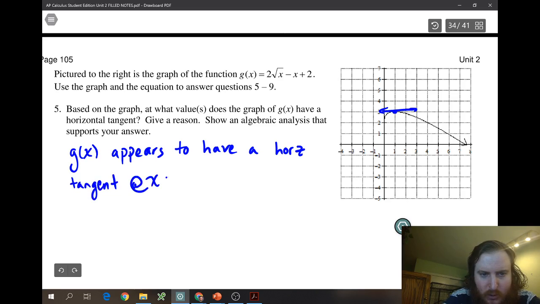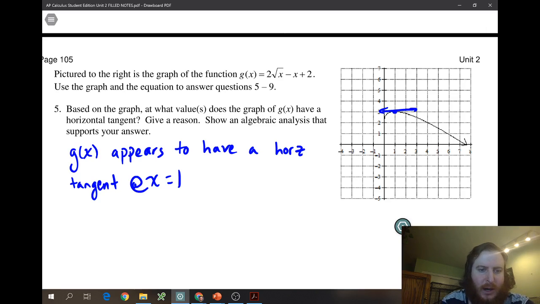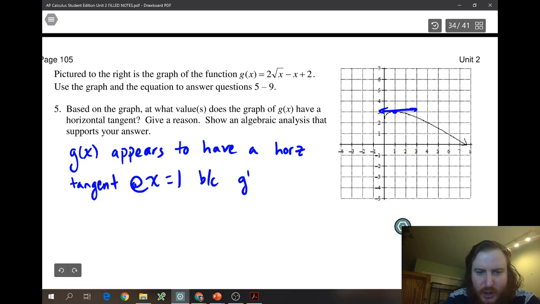at x equals 1. You're never going to get asked this on the AP exam because it's kind of opinionated. But just for our homework, we're looking at this. And the reasoning, maybe one of two reasons: either because g prime of x was 0, or maybe you even said because g of x has a relative maximum. Maybe that's why you picked it.